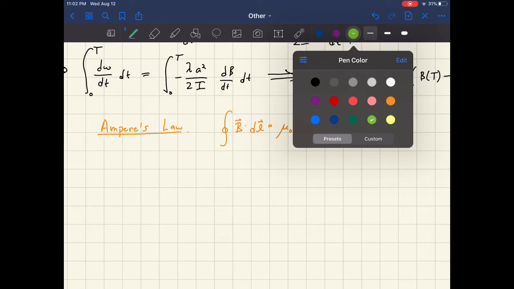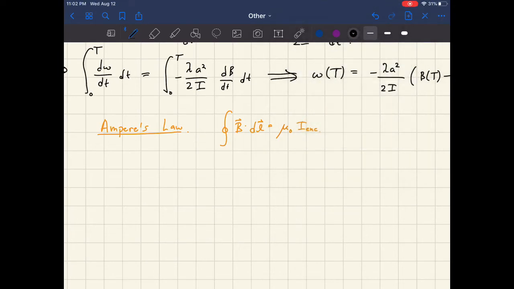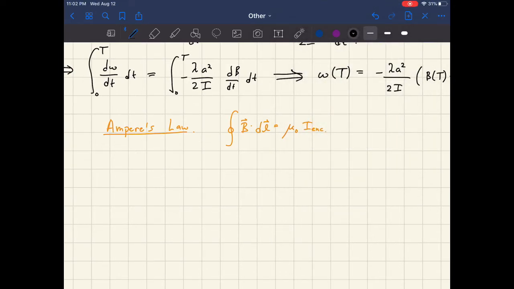So let's go back to orange, or black. Okay, so what is your B of t? The integral of this is equal to mu naught times I enclosed. What exactly is I enclosed, though? That's just equal to your current, which is equal to your change in charge over time. So you can consider that to be dq dt.